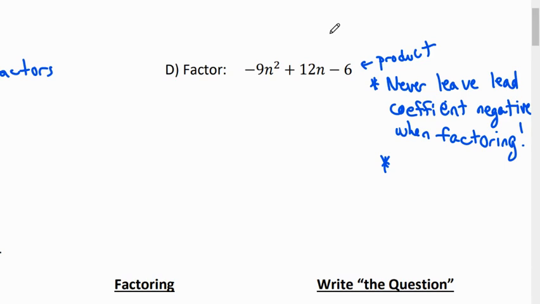Let's see who am I at? Michaela. What? 1? Oh, what is the largest number we can divide all three of those numbers by? The 9, the 12, and the 6.